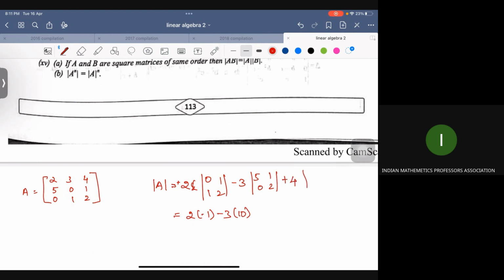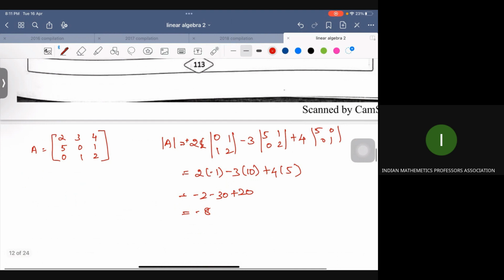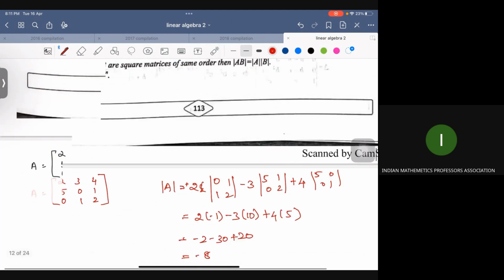Plus 4 into, excluding the row and column like this, we get 5001 plus 4 into 5 minus 0, which is 5 minus 2 minus 30 plus 20, so minus 8. So the determinant of the 3 by 3 matrix A is nothing but minus 8.